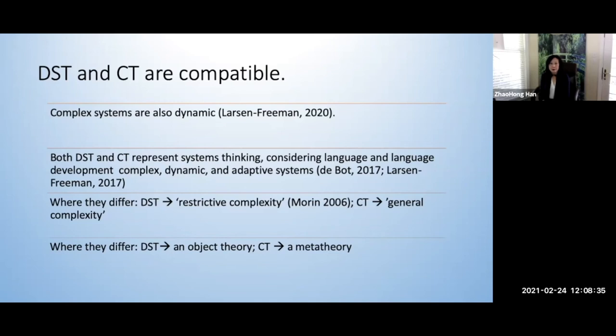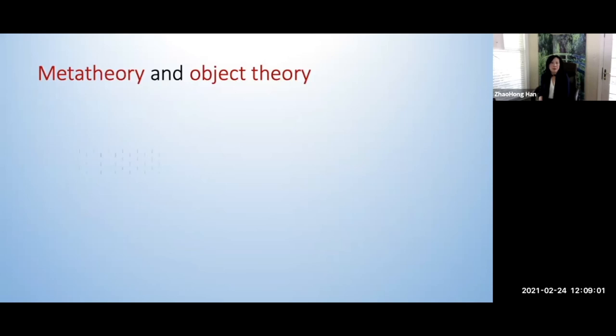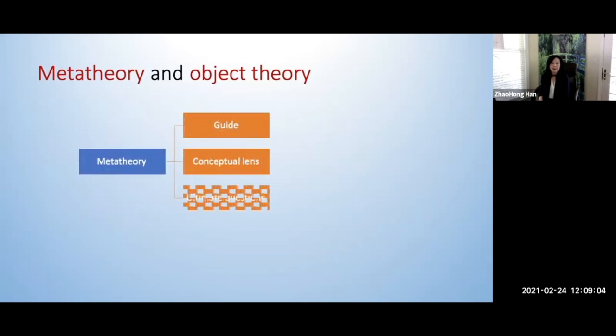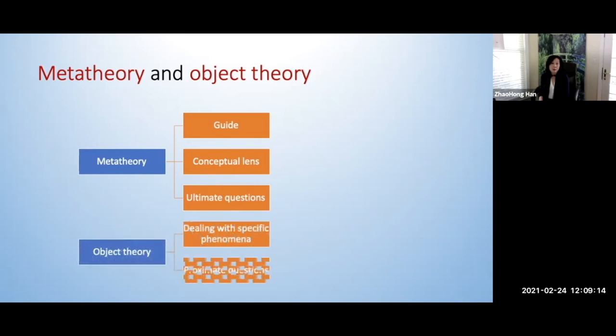Where the two differ is that DST deals with the so-called restrictive complexity, and CT addresses general complexity. Where they differ also is that DST is fundamentally an object theory and CT a meta theory. So what is a meta theory? What is an object theory? A meta theory guides, it serves as a conceptual lens, and it addresses ultimate questions, macro big questions. An object theory, on the other hand, deals with specific phenomena and the so-called proximate questions.